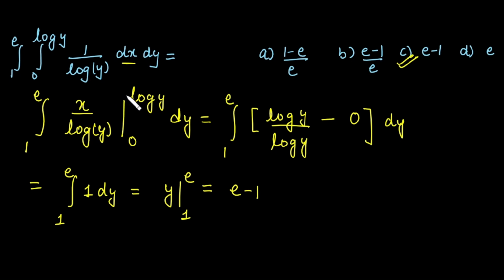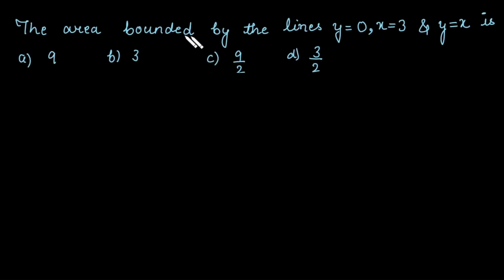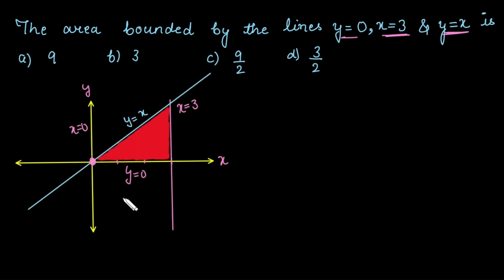it may be very simple. Next, the area bounded by the lines y is equal to 0, x is equal to 3, y is equal to x. What are these three lines? They are straight lines. y is equal to 0 means x axis, x is equal to 3 means it is a line parallel to the y axis, y is equal to x is a line passing through the region at a 45-degree angle. Here we have all these three curves. This is y is equal to 0, this is x is equal to 3, and here it is a line of y is equal to x. Now the question is the area bounded by these three lines.